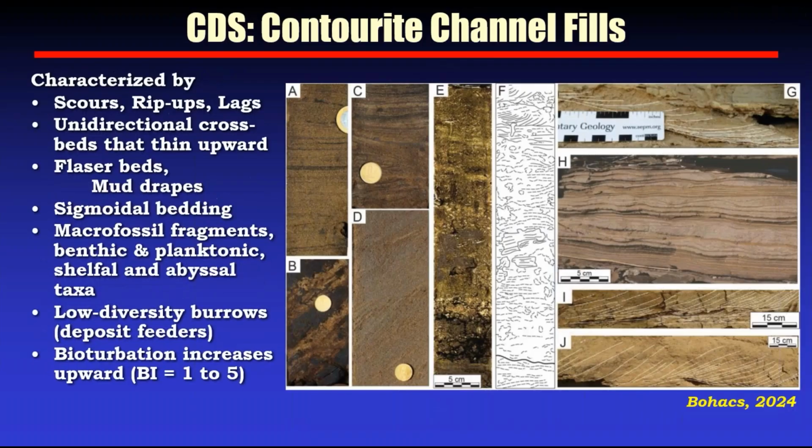The channel fill facies is characterized by scours, rip-ups, lags, unidirectional crossbeds that thin upward as shown in D and G, flaser beds and mud drapes in A, B, and C, wavy bedding in H, sigmoidal crossbedding and reactivation surfaces in D, I, and J, mudstone rip-up clasts in E and F, along with macrofossil fragments of benthic and planktonic shelfal and abyssal taxa, and low diversity burrows, mostly deposit feeders, and bioturbation increases upward.